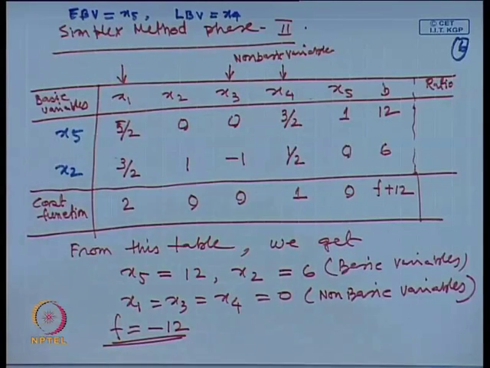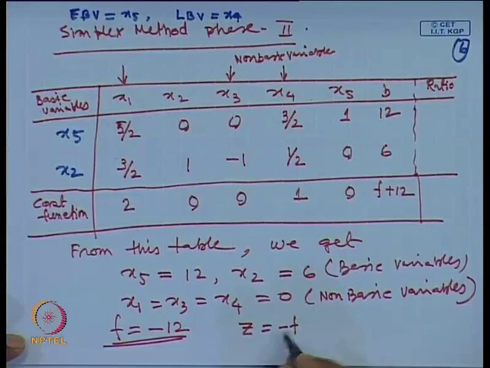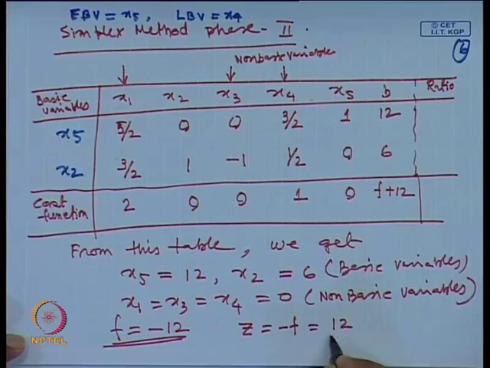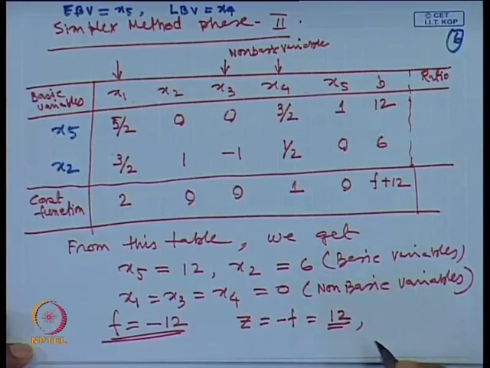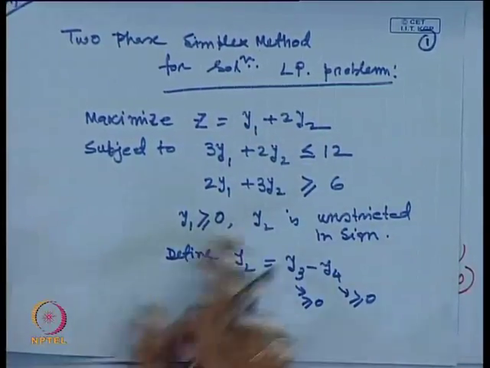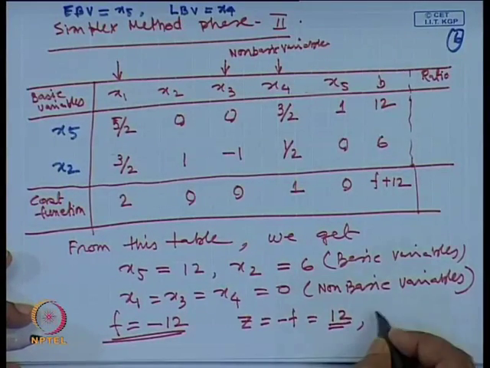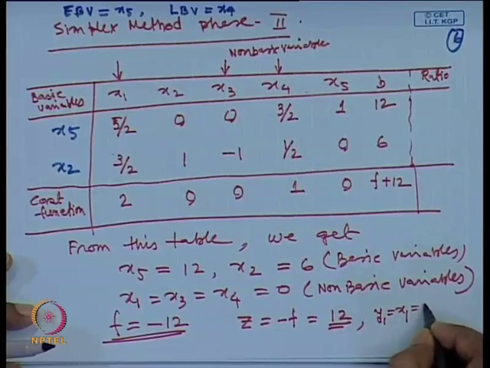And in our earlier problem, what we have to solve here, you see, is maximize z. So z value is what? Z value is minus of this one, so it will be 12 plus. And what are our corresponding y 1, y 2, all these things? Y 1 we have considered as x 1. So y 1 value is same as the x 1, whose value is 0.